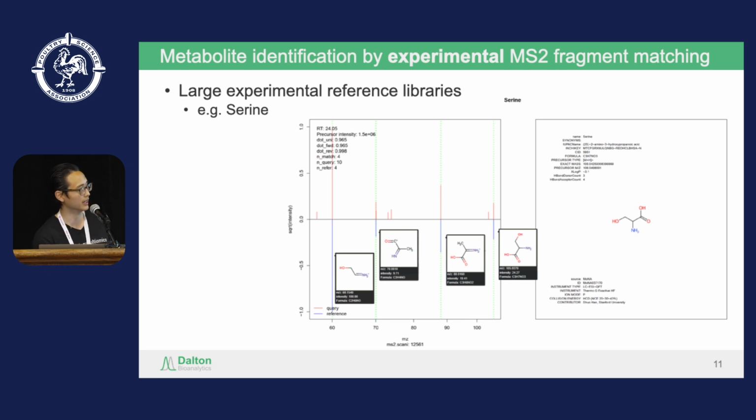So here's an example of serine. It forms different fragments based on what's stable and which bonds are weakest. And typically, there's libraries available that have tens of thousands of molecules that have been purified and analyzed in this way, and you can just match it to your experimental results. You get a pretty good identification if the match score is high.